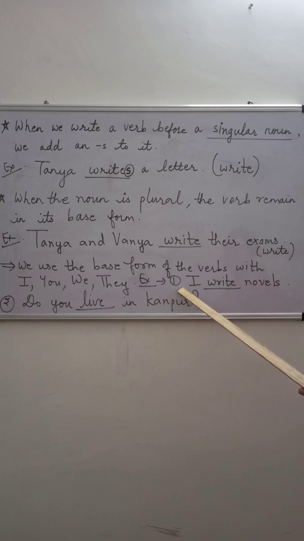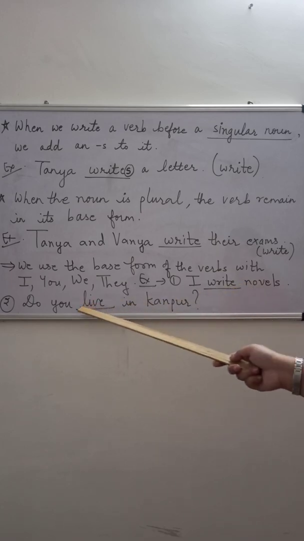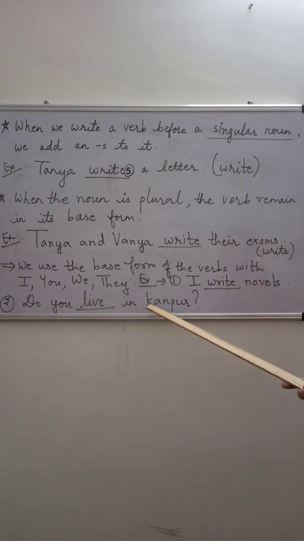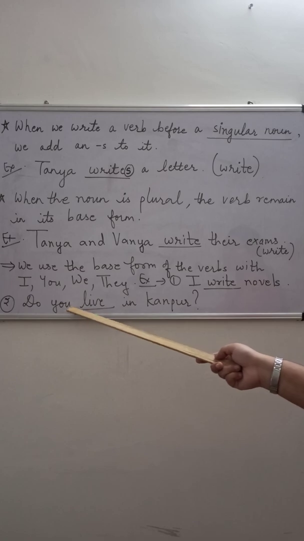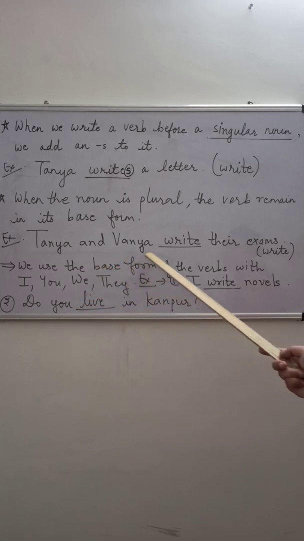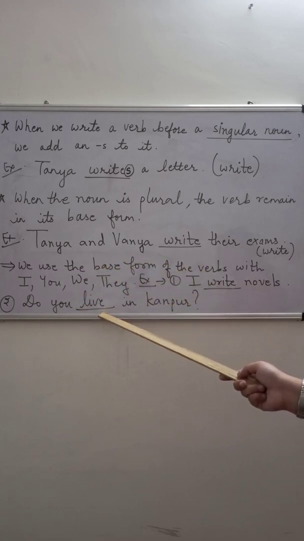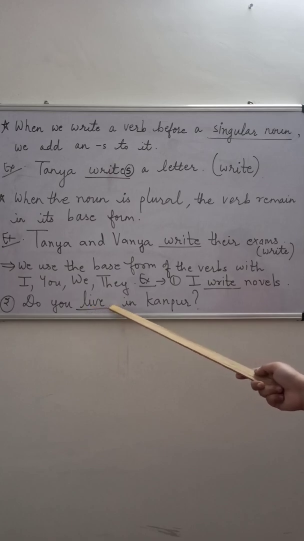Let us see this example. Example number 1. I write novels. So with I, we have used the base form of the verb. We have not added an S in this word. Second, do you live in Kanpur? So in this sentence also, with you, I told you we will write the base form of the verb. So the verb is live. We will write live as it is. We will not add an S to it.